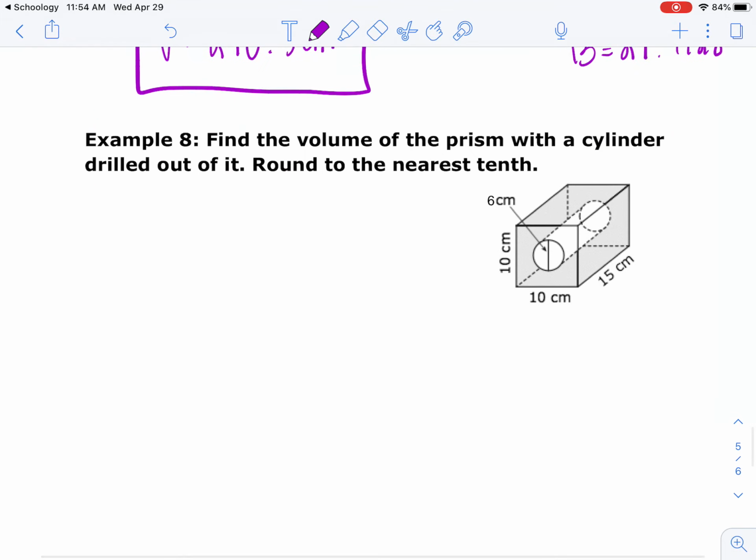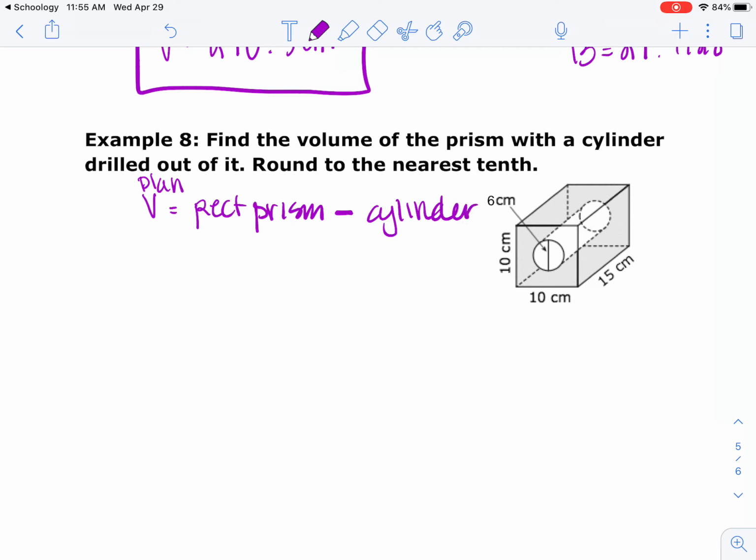Okay. All right, last one here. Find the volume of the prism with a cylinder drilled out of it. So this is a prism with a cylinder that's missing from the center. So it kind of tells you exactly what you're doing here. So for your volume plan, I'm going to take the rectangular prism, and I'm going to remove the cylinder.